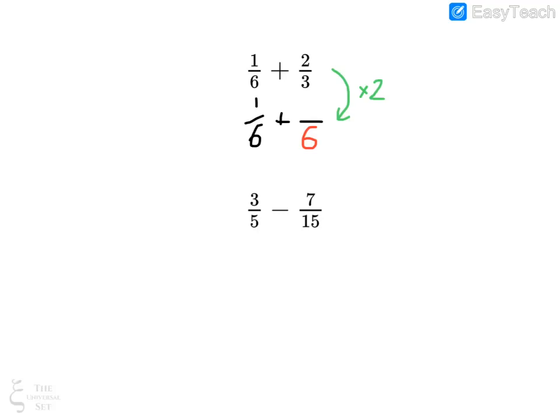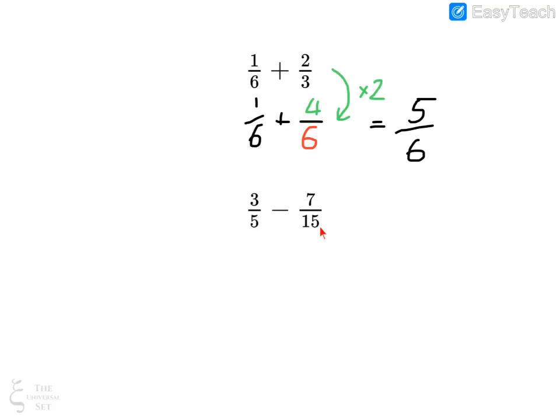So I'm going to do the same on the top. 2 multiplied by 2 is 4. So now it looks like one of those questions that we had before. I've got 1/6 plus 4/6, which means my answer gives me a total of 5/6. So when I do 1/6 plus 2/3, the answer I get is 5/6. And we had to do a little bit of adjusting to make sure that we had the right denominator. We had to make them both sixths.